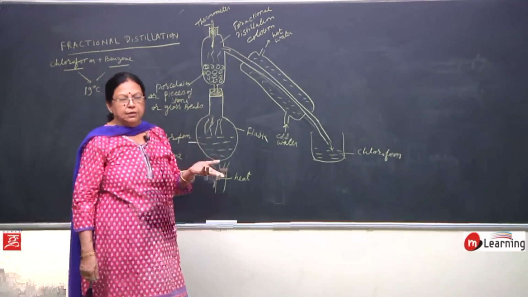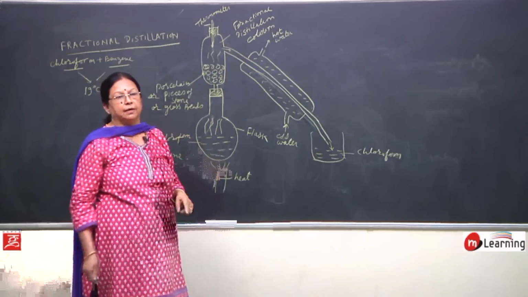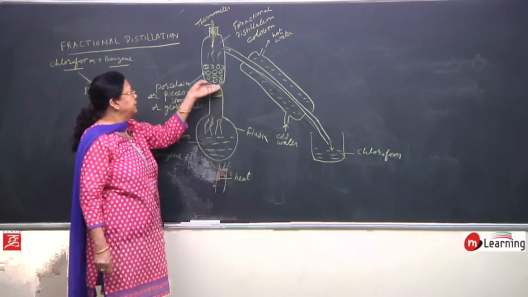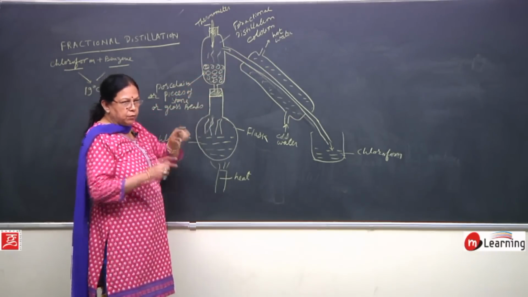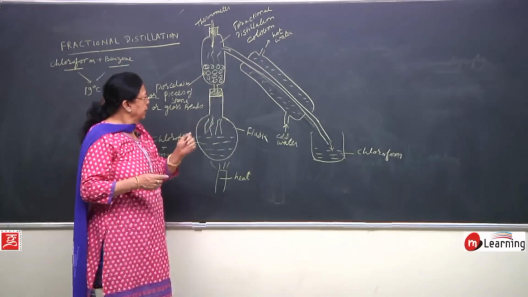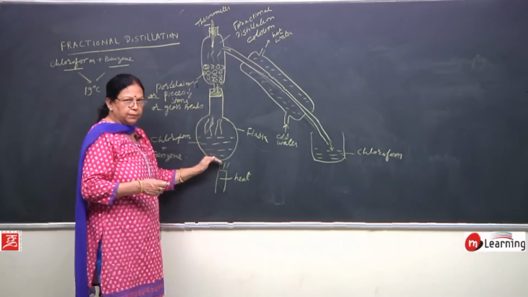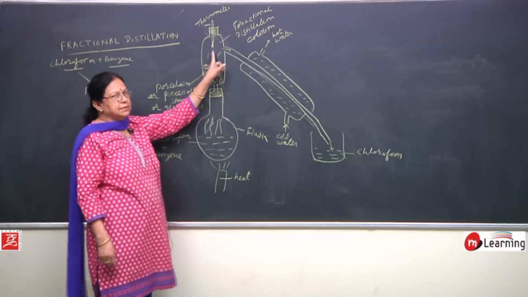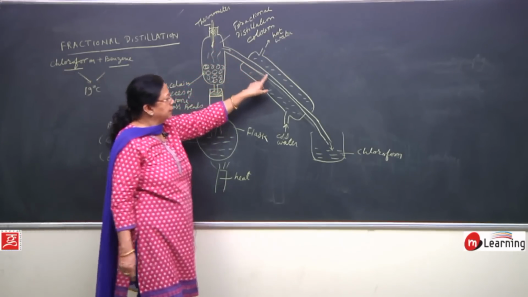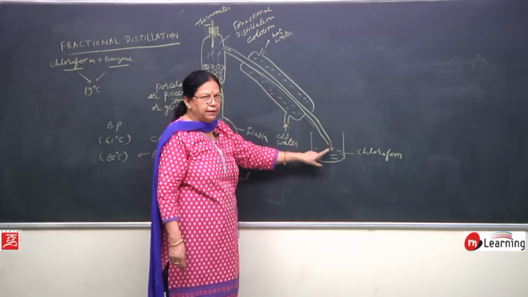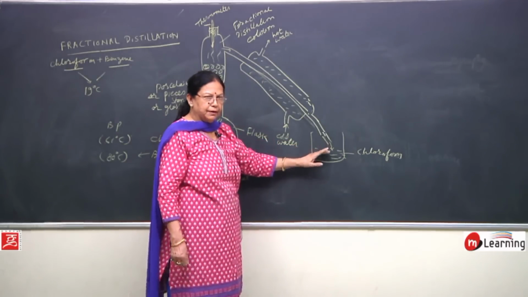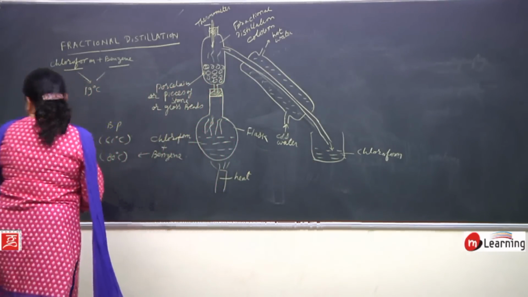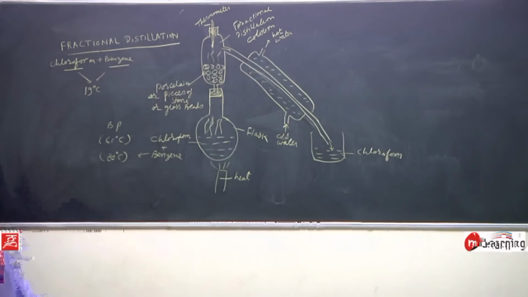What is the use of this? It increases the surface area, and because of this increase in the surface area, what happens? The vapors as they rise up get more surface area, so they get cooled and condensed and come down. Only the vapors of that liquid which has the lower boiling point rise up and go into the condenser, get liquefied, and we get the separate component. Components are separated by this method. So this is all about fractional distillation.